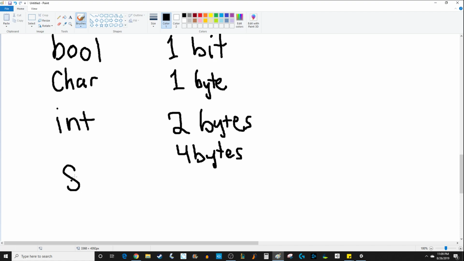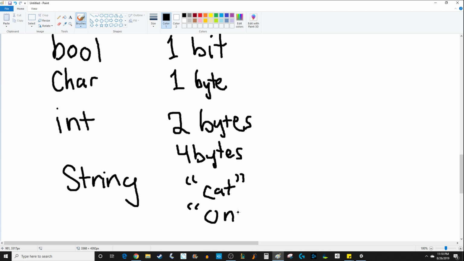And I did also mention a string. So a string is going to take up a certain number of bytes. Well, this one actually depends because a string can have different lengths. It could be the string cat, and cat only has 3 characters, or it could be the string onomatopoeia. Let me see if I can spell that right. Onomato, and then P-O-E-I-A. So that's a pretty long word, onomatopoeia. I hope I spelled that right. And that would be 1, 2, 3, 4, 5, 6, 7, 8, 9, 10, 11, 12 characters.